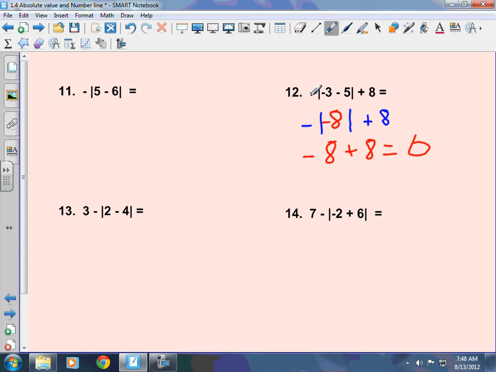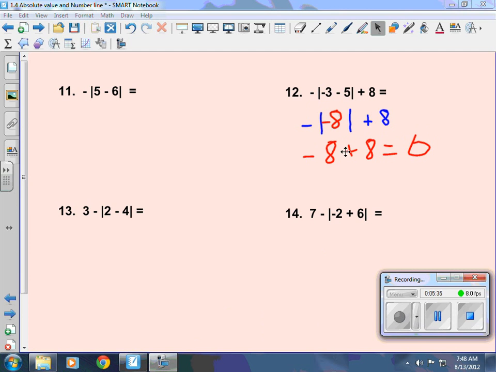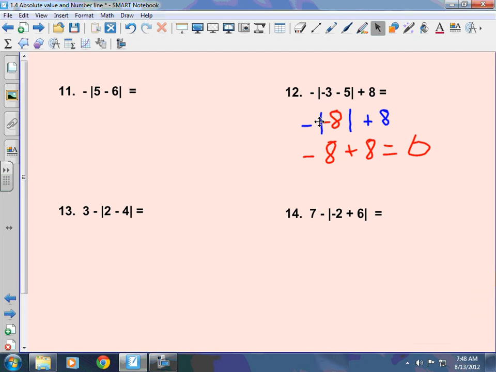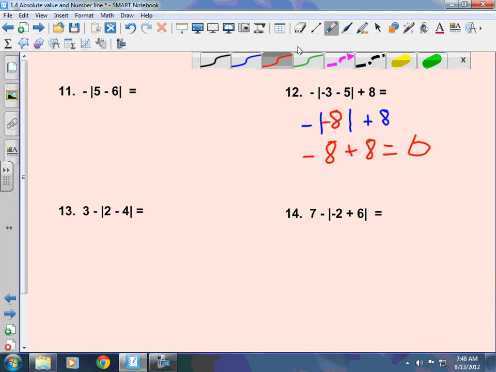This sign out here says, what is the opposite of the absolute value of negative 8? Well, the absolute value of negative 8 is positive 8. The opposite of that is negative 8. This sign has to stay here. That sign has to stay there until I use it. Well, now I've used it and I've solved my problem.